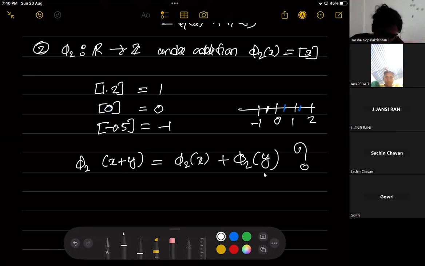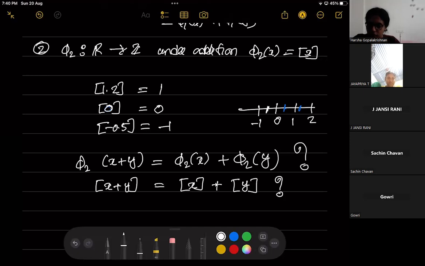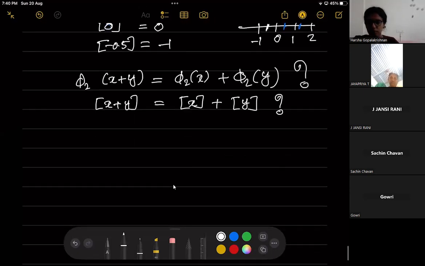Let me write one more step. By definition, phi2 of x plus y is greatest integer of x plus y, and phi2 of x is greatest integer of x, and phi2 of y is greatest integer of y. So can anyone find x and y such that this equality does not hold? There are so many possibilities, you can find some x and y.